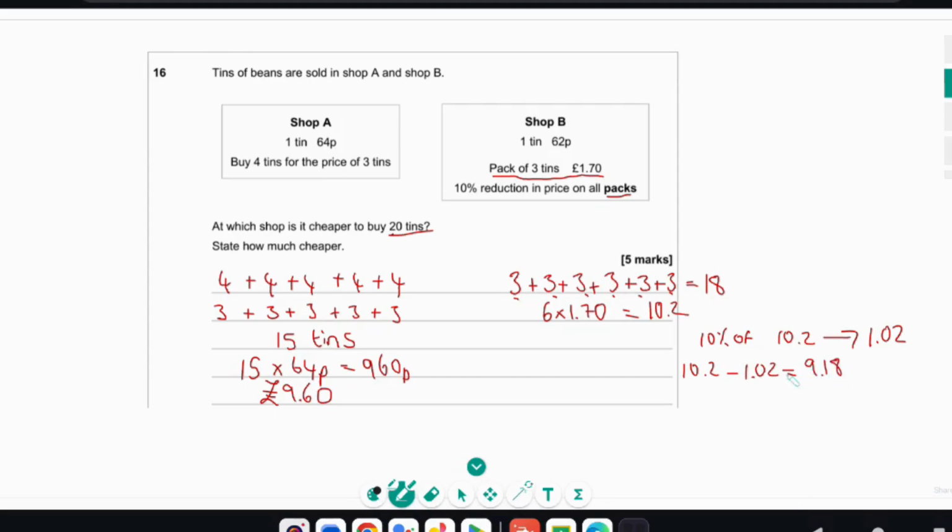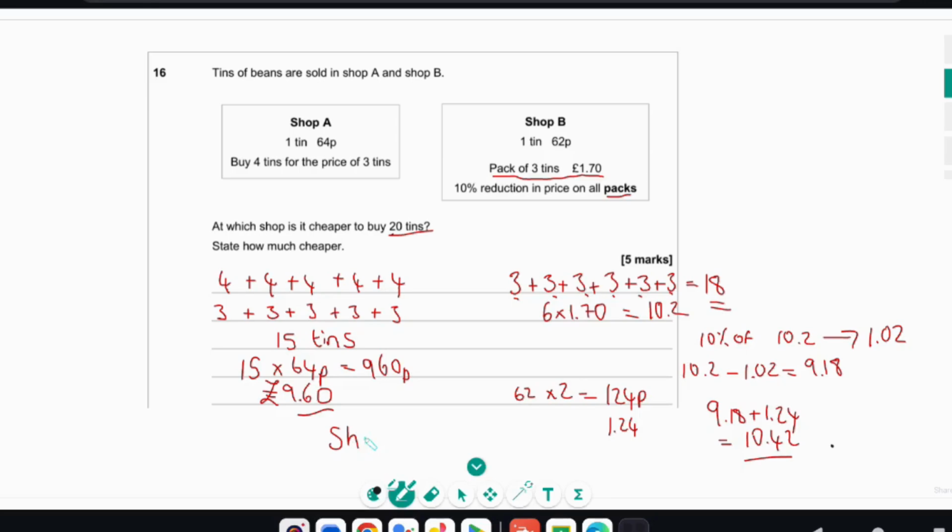Is £9.18. But we also need our 2 tins at 62p. Because we've only got 18 tins here so far, 62 times 2 is 124p, or £1.24. Let's add that to the £9.18. Again, just use your calculator. It's a calculator paper. £10.42. So which is cheaper? Shop A.